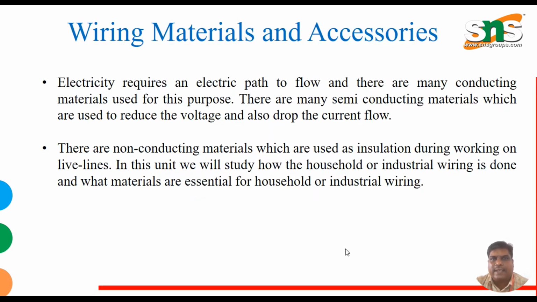Electricity requires an electrical path to flow, and many conducting materials are used for this purpose. There are many semiconducting materials which are used to reduce the voltage and also drop the current flow. There are non-conducting materials which are used as insulation when working on live lines. In this unit, we will study how household or industrial wiring is done and what materials are essential for it.